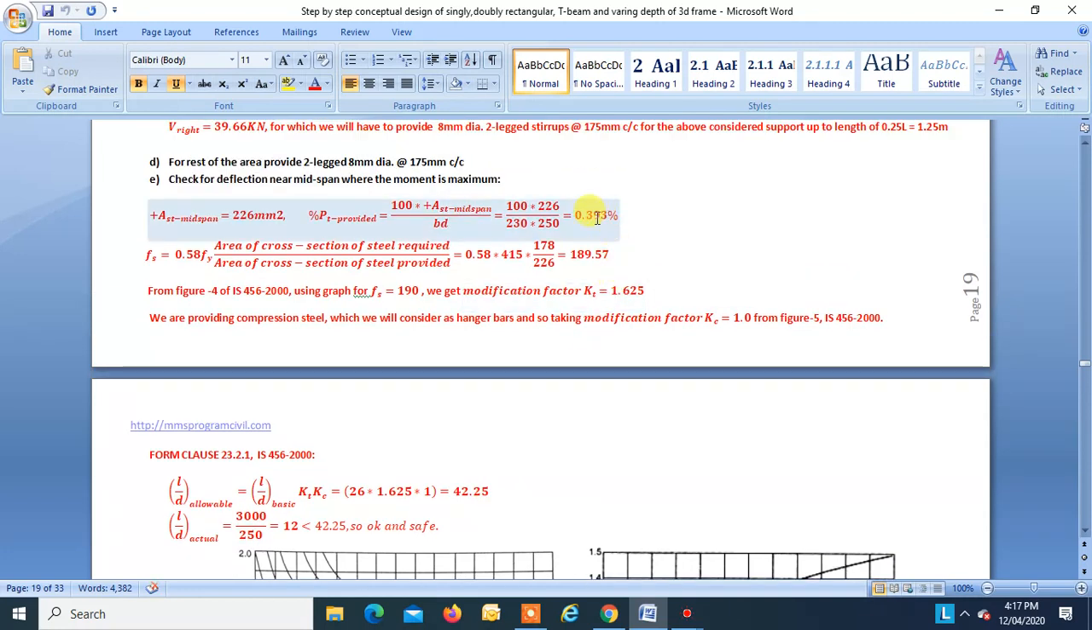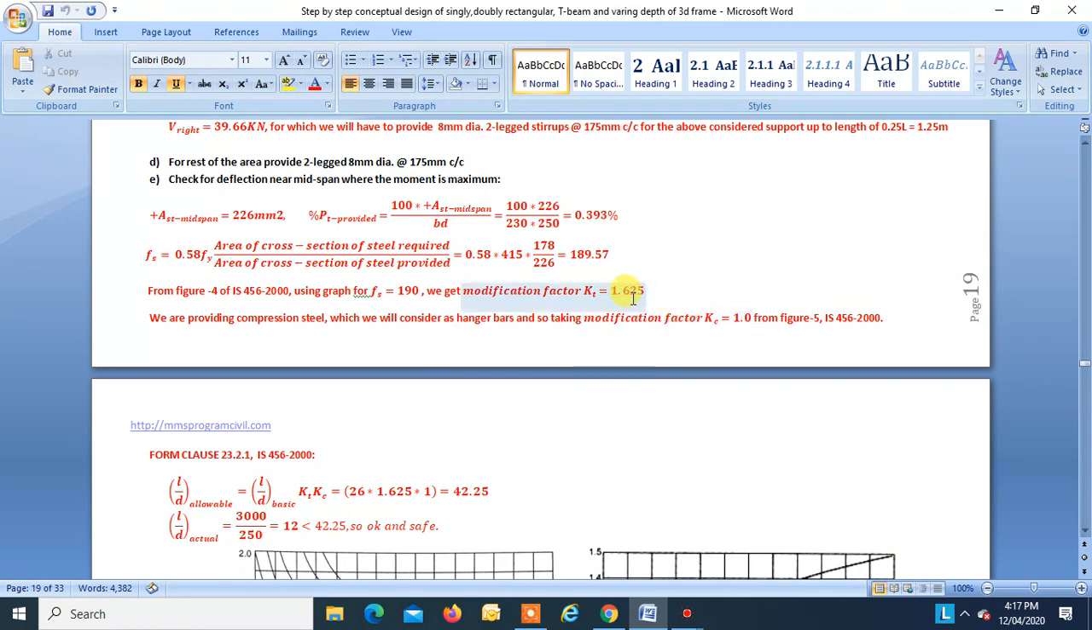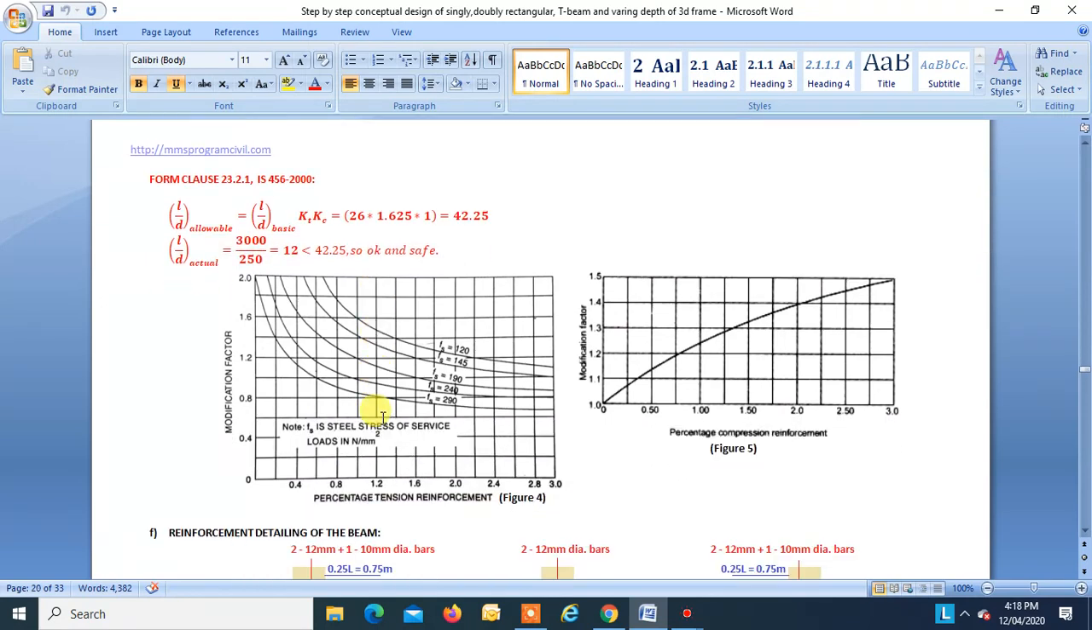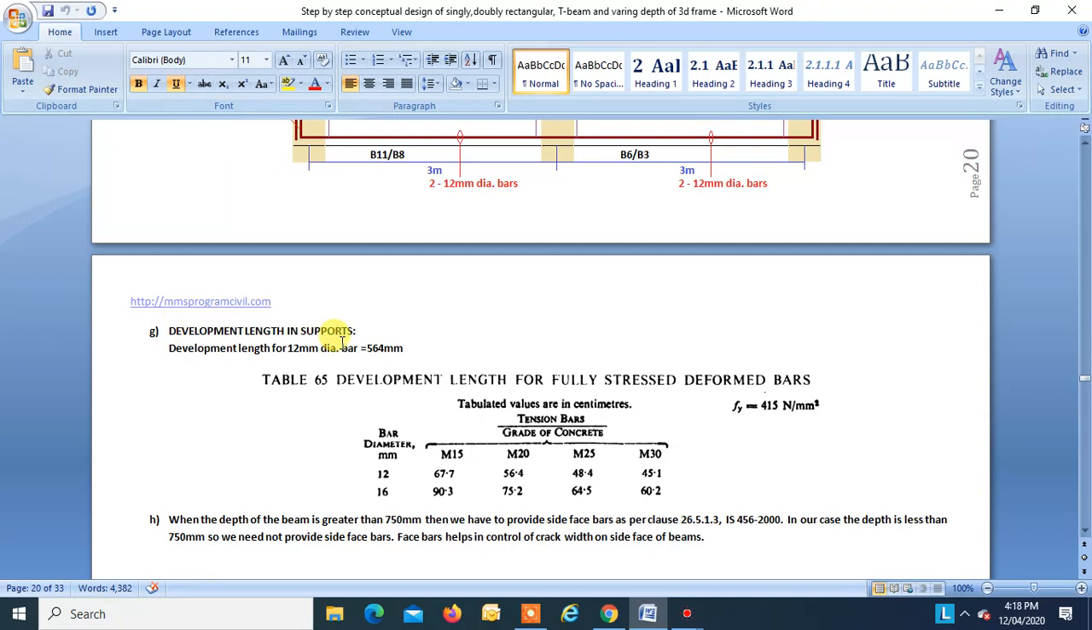We know PT is roughly 0.4%. So when you come here, we get KT equal to 1.625. KC we are taking as 1. Putting the values over here, we get the ratio L by D allowable as 42.25. This L by D actual is 12, which is less than 42.25. So the section is safe in deflection.